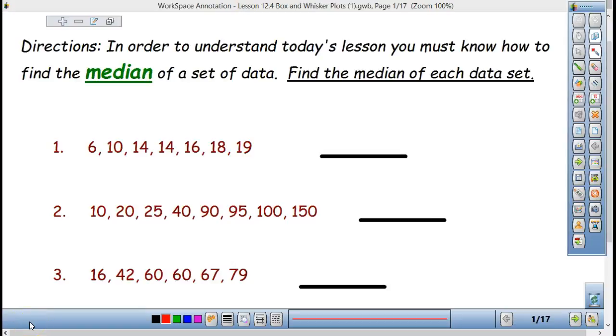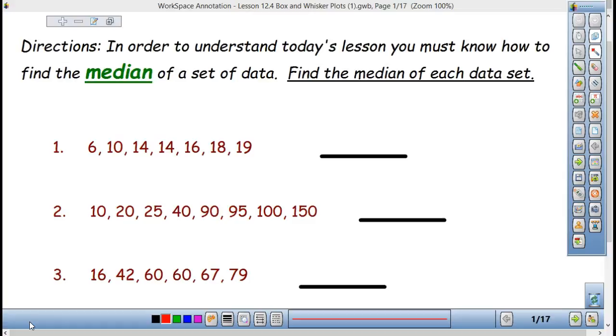and whisker plots. Okay, these are super fun. I actually really enjoy doing box and whisker plots, and they're not super hard. Okay, or they shouldn't be super hard, because all we're doing is finding medians. Who remembers how to find the median of a set of data? Cindy?